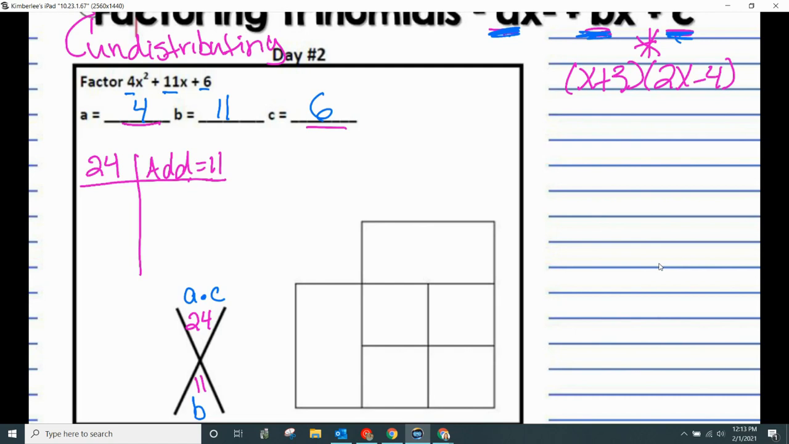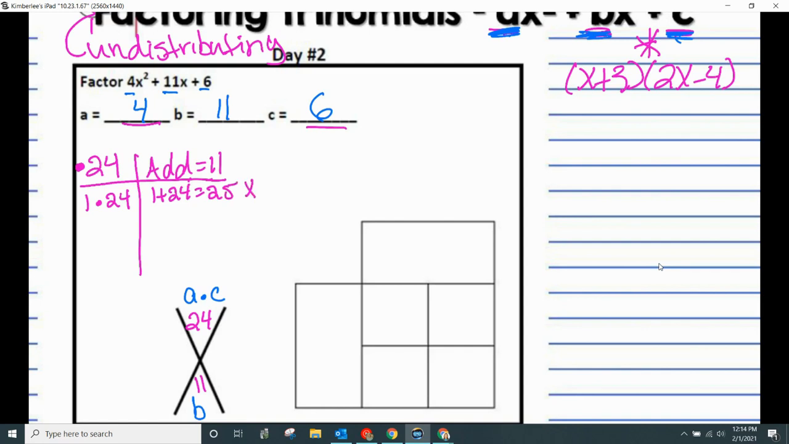So 24, I could do 1 times 24. See, I'm multiplying to get 24, okay? Let me put the dot there so you know we're multiplying on this side. 1 times 24 is 24, but 1 plus 24 equals 25. So that's not going to work. That doesn't work for me.